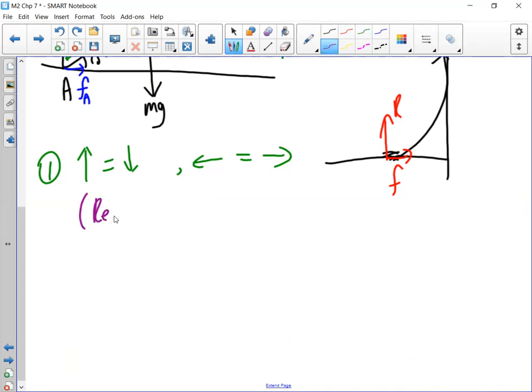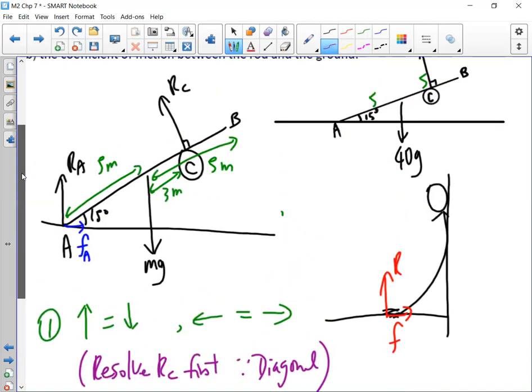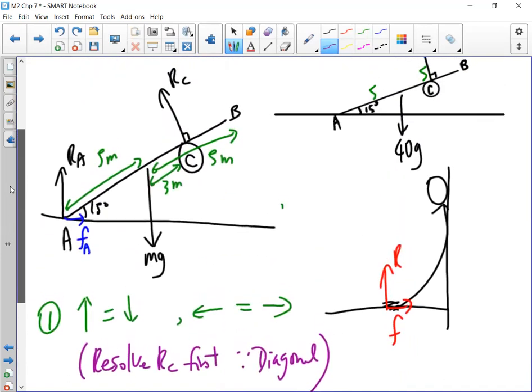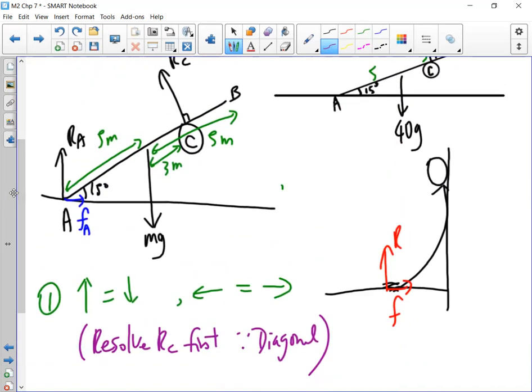We have to resolve RC first because it is diagonal. So we need to resolve RC. So how to resolve RC? I'm going to draw a right triangle like this. So upwards is Y, leftward is X.